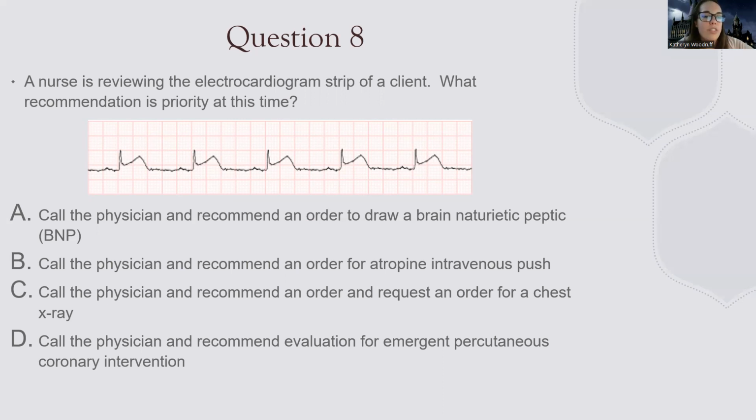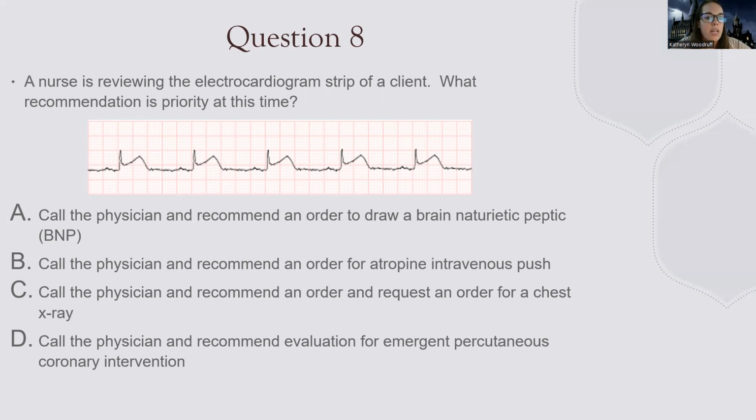So am I going to call the physician and recommend an order to draw a brain natriuretic peptide, or BNP? Well, that's that lab associated with heart failure. And it's possible we might see if they have fluid on them, but I don't think that's going to help. If a patient's having a heart attack, is this going to help save their life by drawing that lab?